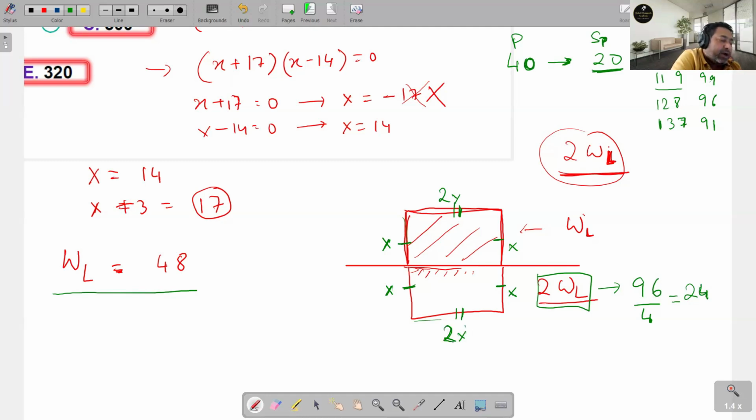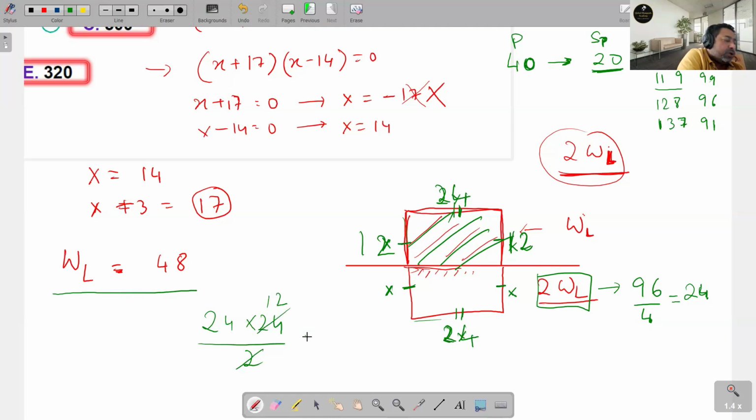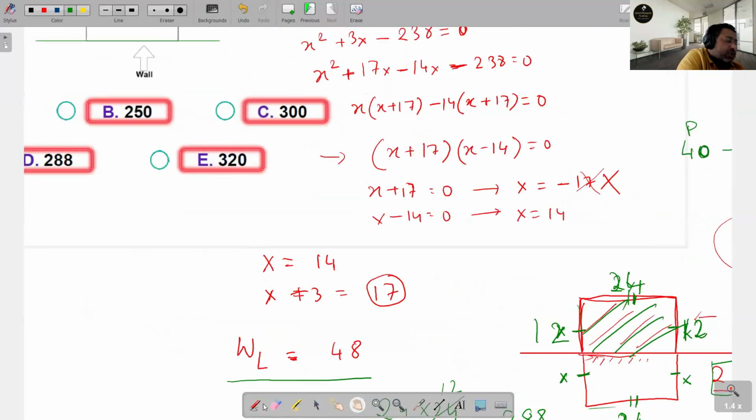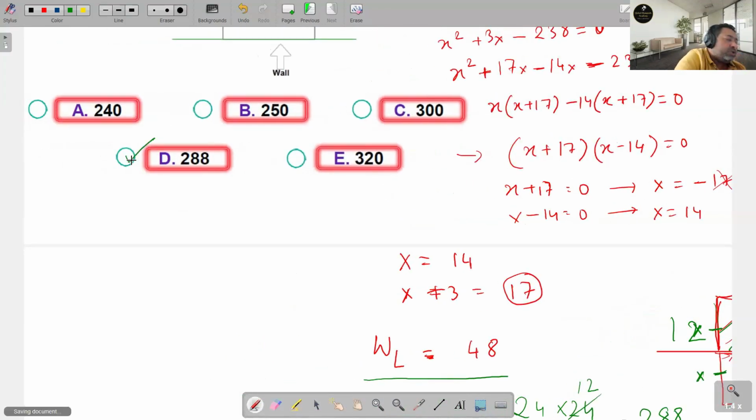So this side will become 24. All right, so this side is 24, then this will be 24, and this side over here will be 12 each. Therefore, the maximum area which you can pack here is going to be 24 times 24 divided by 2, or 24 into 12 also you can do, if you understood the concept. So that's going to be 240 plus 48, that is 288. So the correct answer for this question is option D, which is 288.